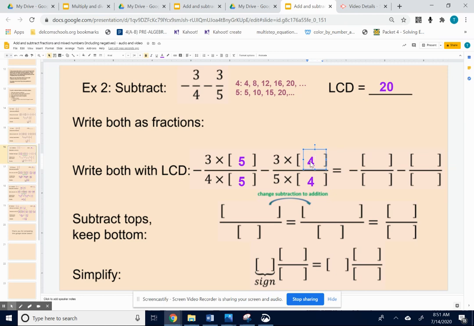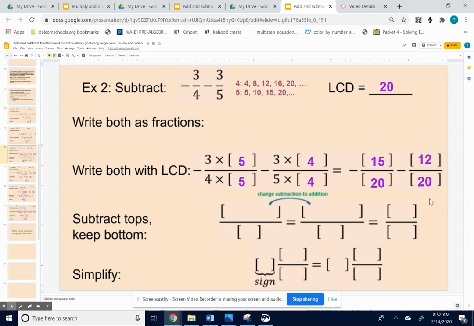Okay, let's go ahead and do the work and do the multiplication. We have the negative symbol already. So the first fraction, 3 times 5 over 4 times 5. 3 times 5 is 15, 4 times 5 is 20. Second fraction. We already have the subtraction sign sitting there. So we just need to take 3 times 4 over 5 times 4. 3 times 4 is 12. 5 times 4 is 20. So we have both fractions written with the least common denominator.